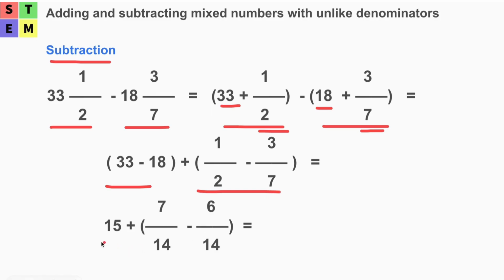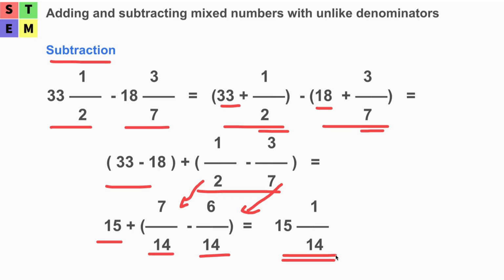And we have 15 plus what? 7 over 14 minus 6 over 14. That's basically from those two numbers by calculating with the least common denominator, right? So at the end we have what? 7 minus 6 is 1, right? So that's 15 and 1 over 14. So that's for the subtraction.